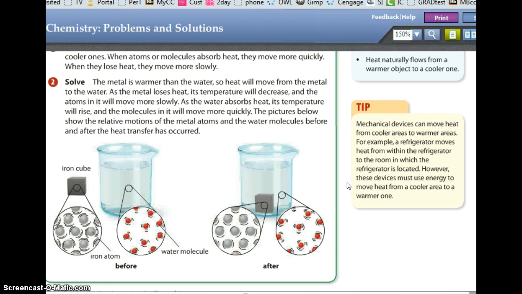So when you open the fridge door, you feel that cold air moving towards you. It's true, but think about it. Then you hear the motor kick in, and so it takes energy in order to force it to go backwards. So it's always warm to cold unless you use a mechanical device that's using more energy to force it to go the other direction.